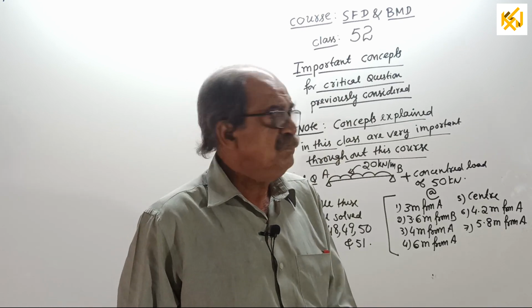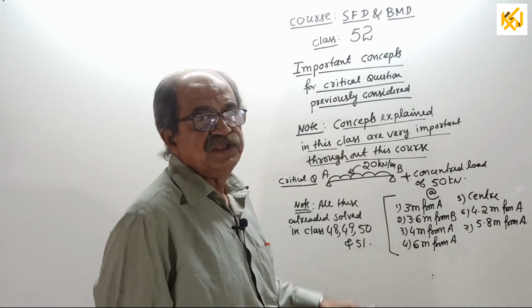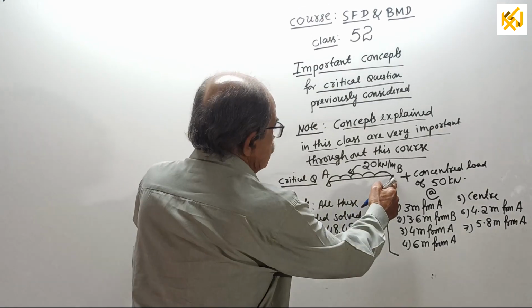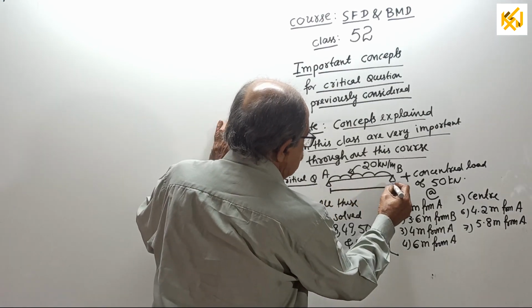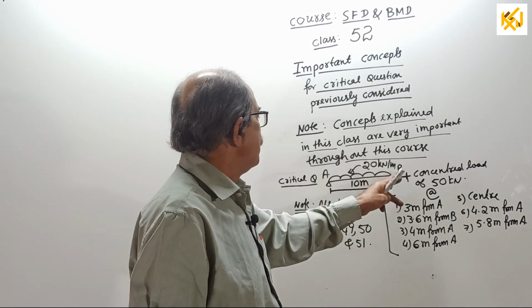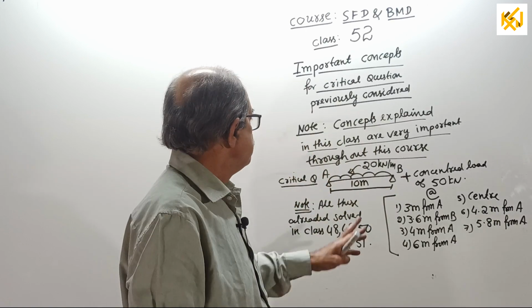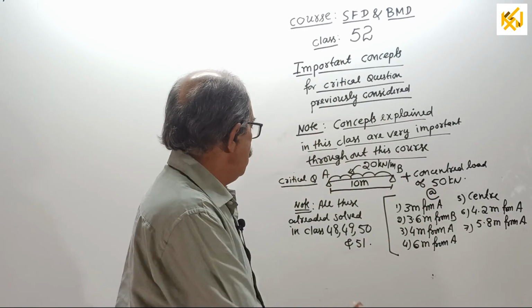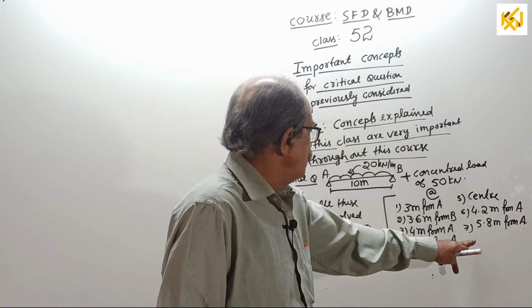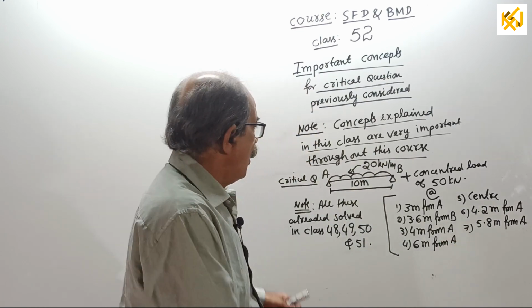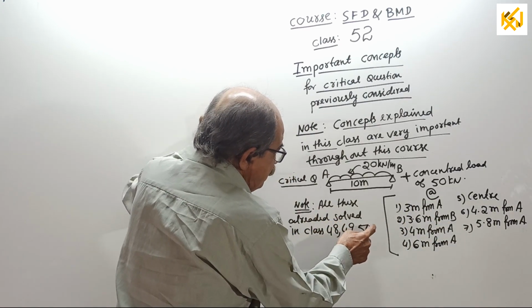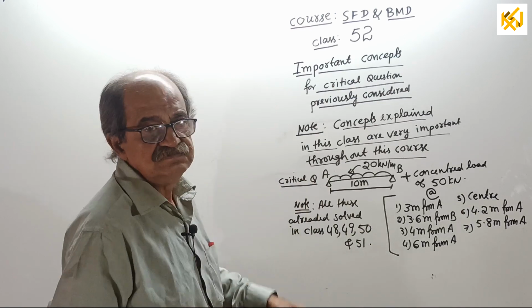As I told last time, the critical question which I solved last time, I will tell the question once again. A simply supported beam of span 10 meter, loaded by a UDL of 20 kN per meter over the entire span and one point load at a different position I considered. I solved 7 questions. All these questions are solved in classes number 48, 49, 50 and 51.